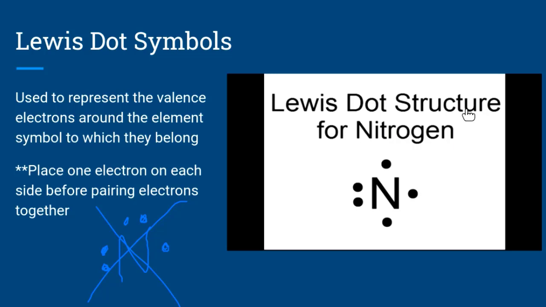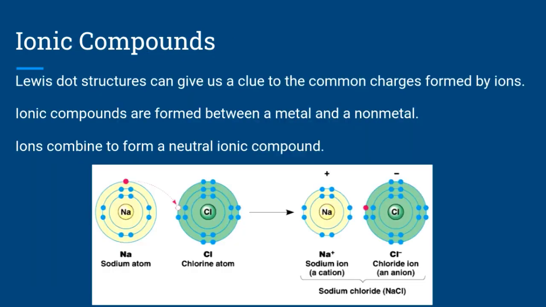All right, so quick detour onto ionic compounds before we talk about Lewis structures. An ionic compound is a compound between a blank and a blank. I want everyone to answer.